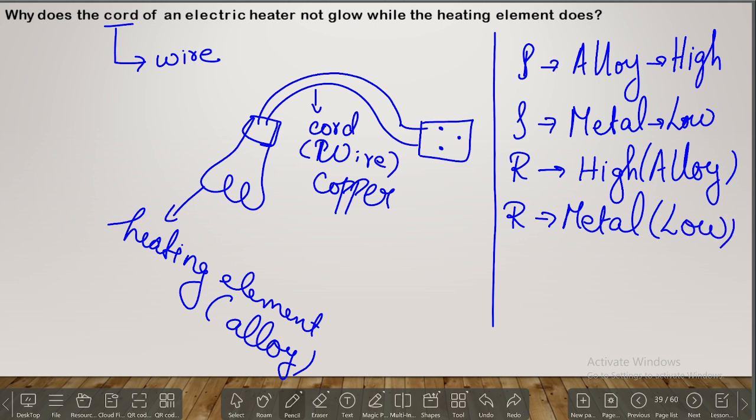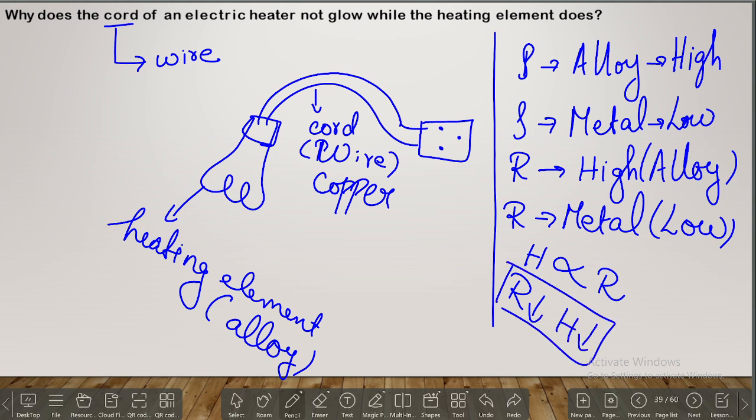Since the resistance is low, we all know the relation: heat energy is directly proportional to the resistance. If resistance is low, heat energy also will be low. So that is the reason the cord does not glow, whereas the heating element will glow.